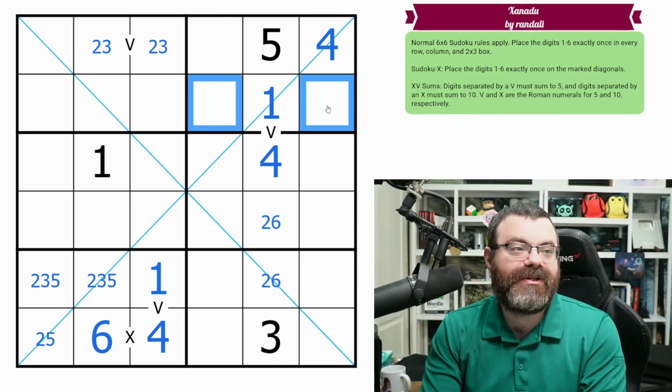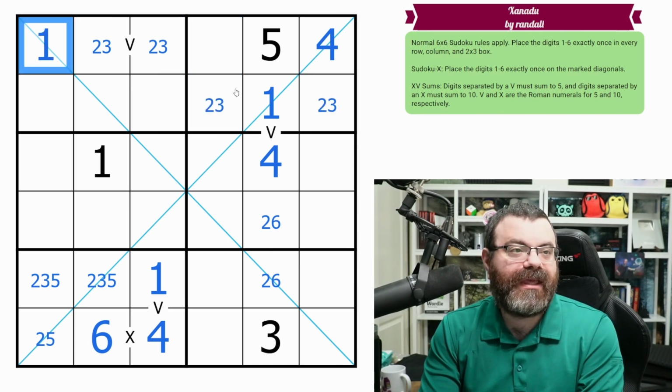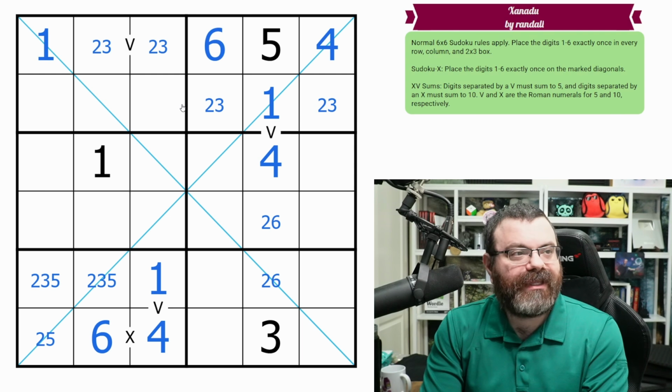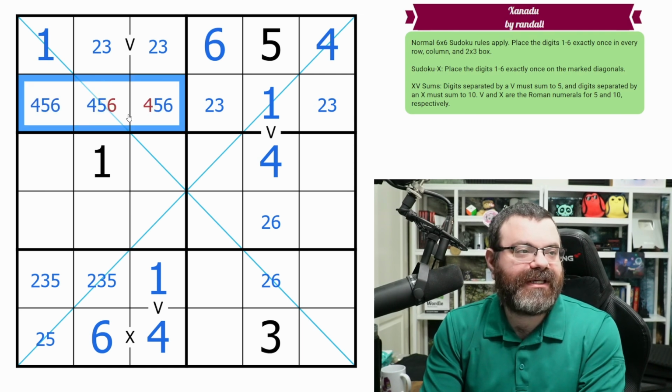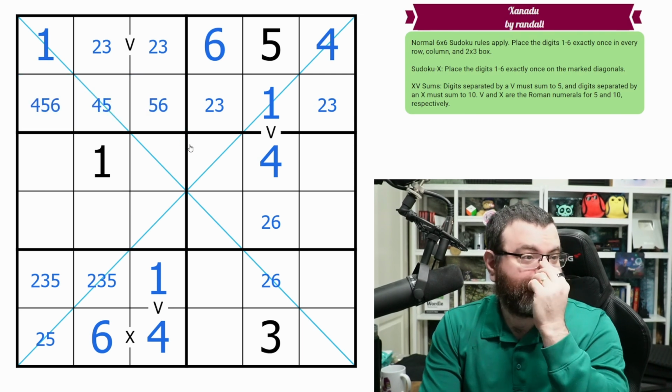So 2, 3 pair does put 2, 3 here. The 1 ends up here, and this ends up to 6. So this ends up being 4, 5, 6. That's not 6, that's not 4.